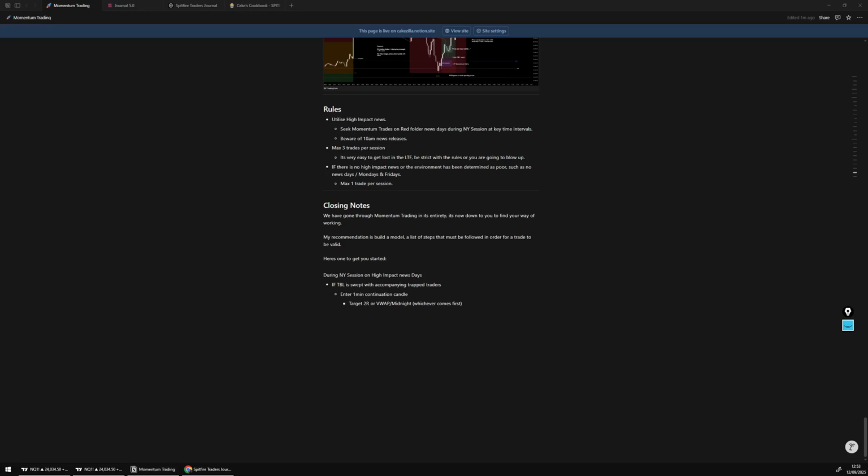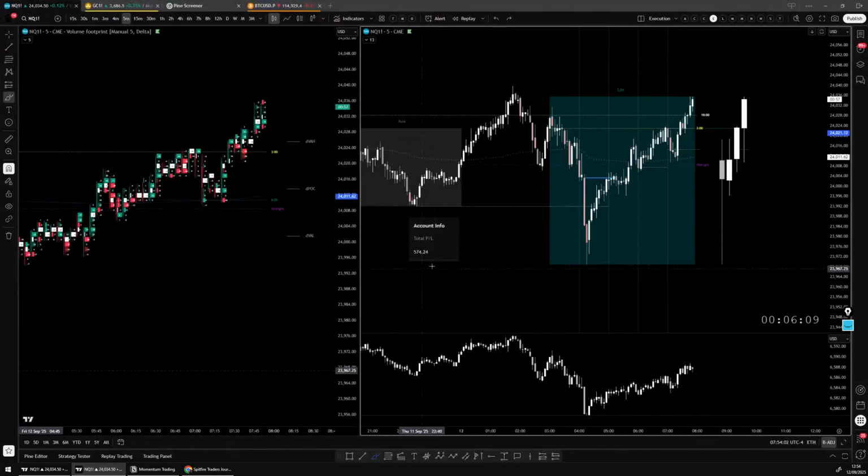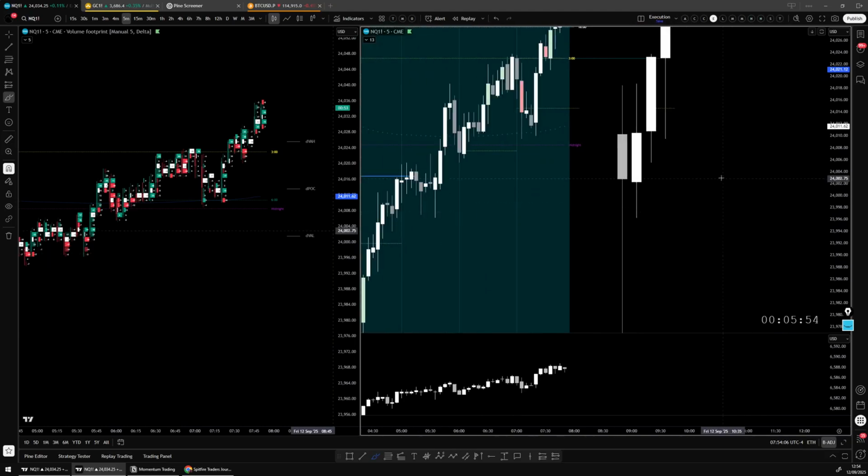Right. First thing I want to point out is those are equal lows on the micros. What did the minis say? Let's have a little look. You're around midnight. So those haven't been taken.